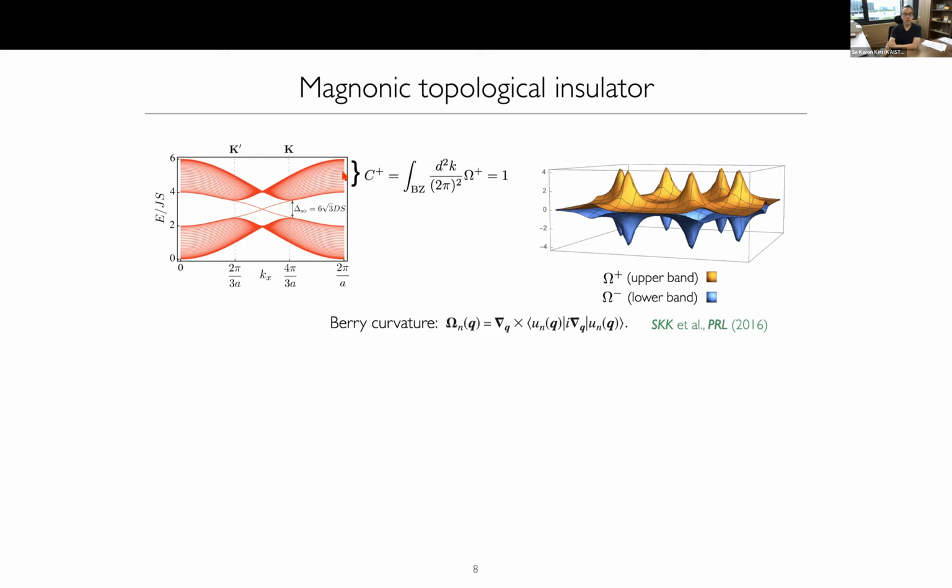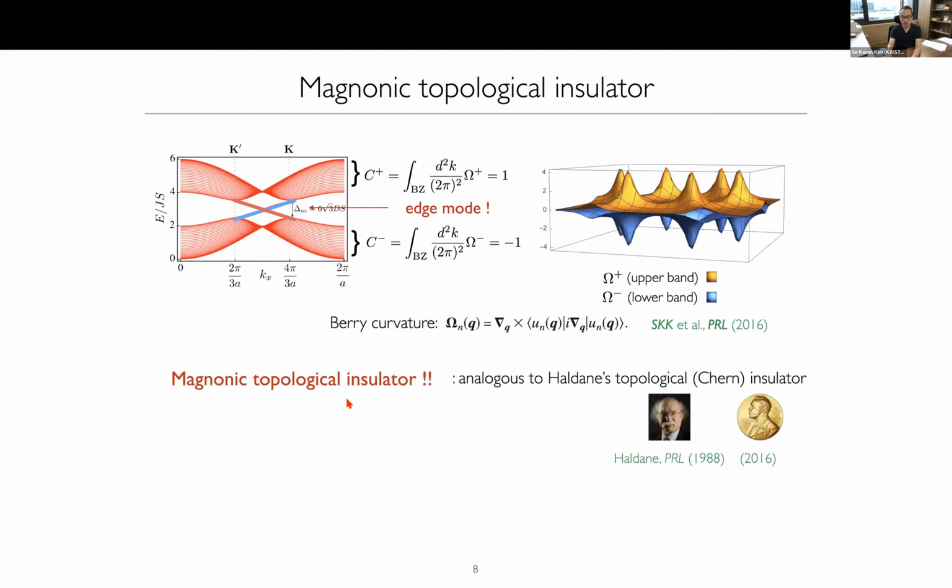And the Chern number of the upper band turns out to be +1. Chern number of the lower band turns out to be -1. And when we have two bands with two different Chern numbers, there must be an edge mode connecting those two bulk bands, according to the so-called bulk-boundary correspondence, which is a well-established theory in electronic topological phases.